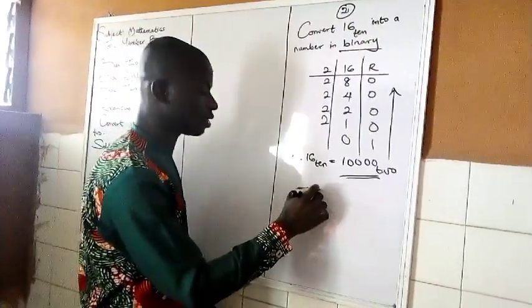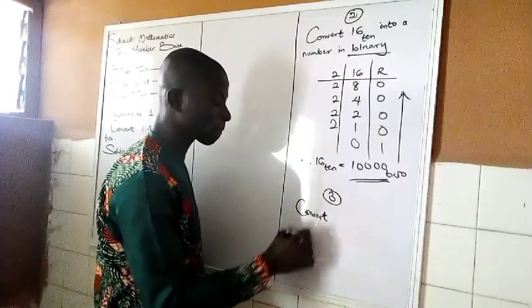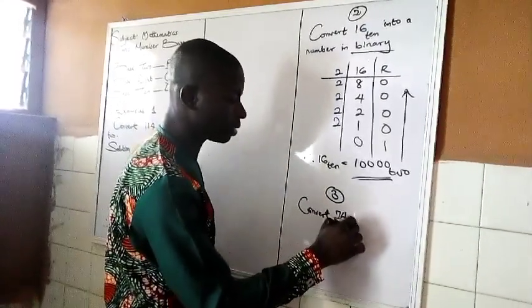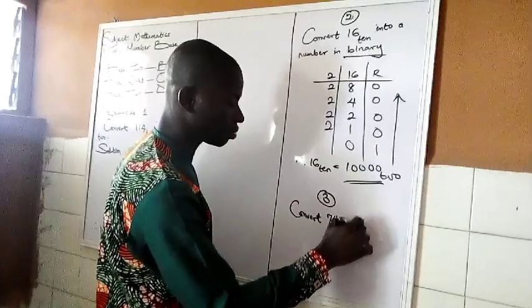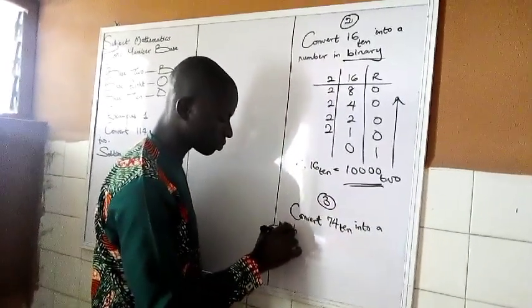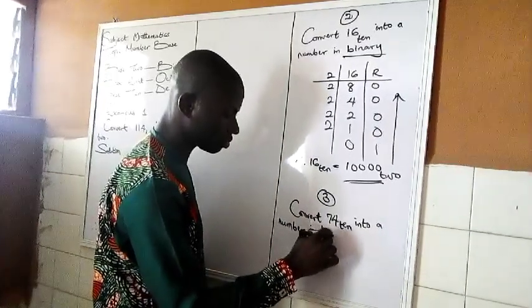Now, example 3. Convert 74 base 10 into a number in base 3.